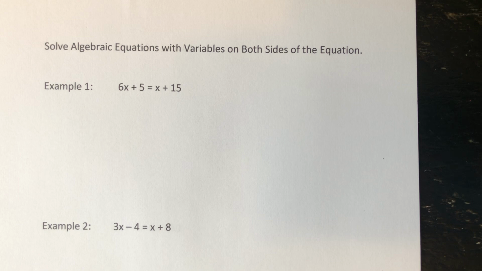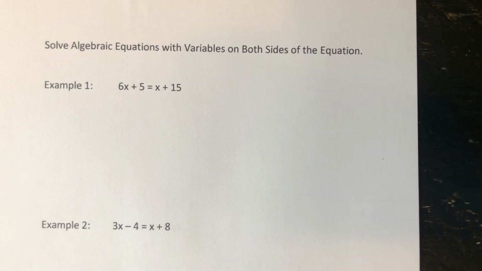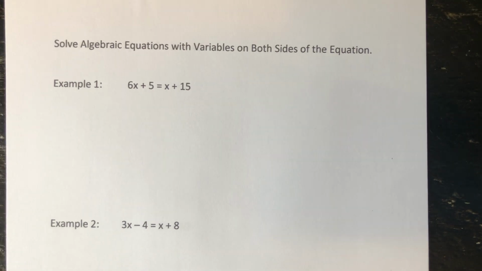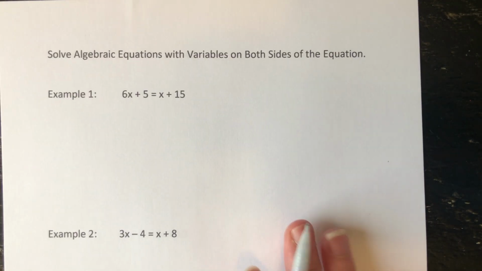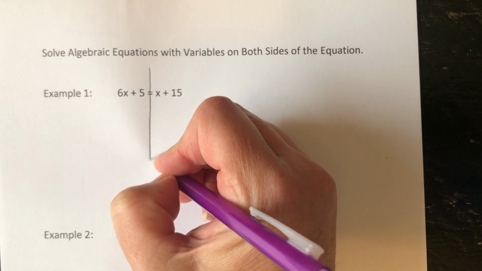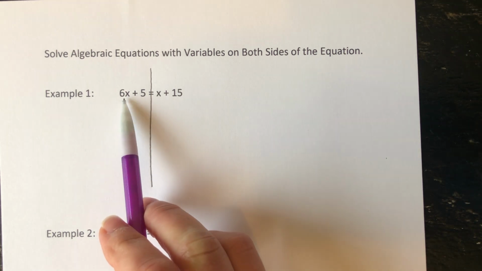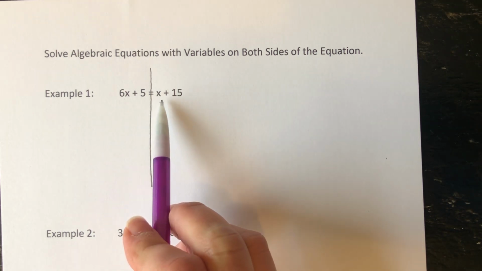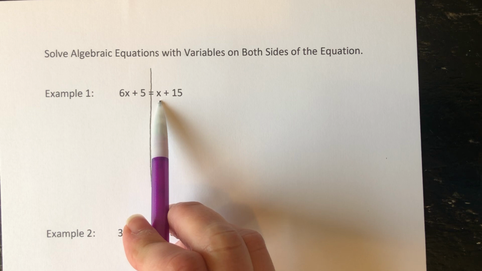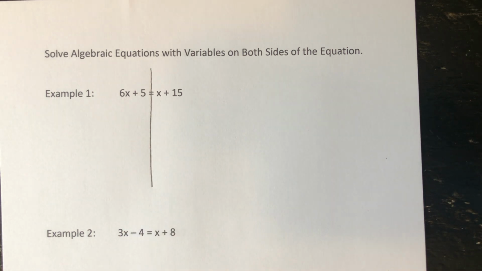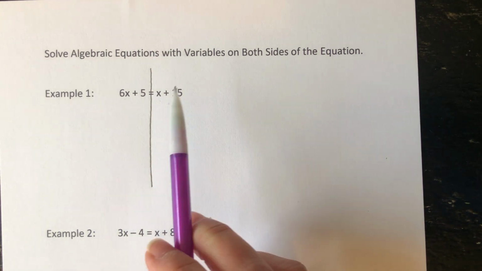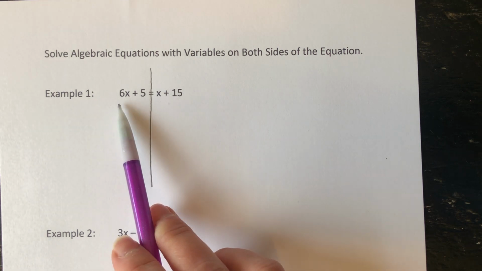We have 6x plus 5 equals x plus 15. So the first thing you want to do is separate the two sides of the equation. So I'm going to go ahead and draw a line down the center of my equal sign. If you notice, we have 6x on this side of the line and x on the right side of the line. Well, we can't combine them just yet because they're on opposite sides of the line. So what we want to do is bring the x on the right side over to the left side.